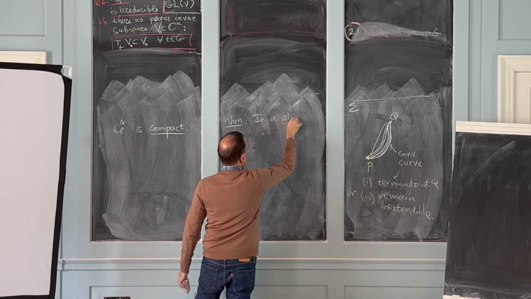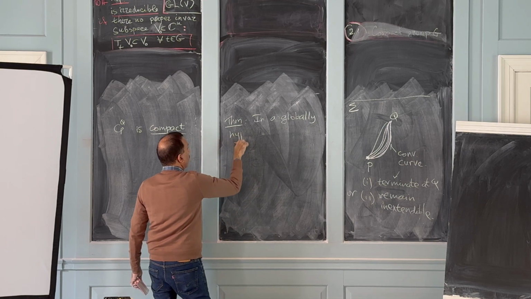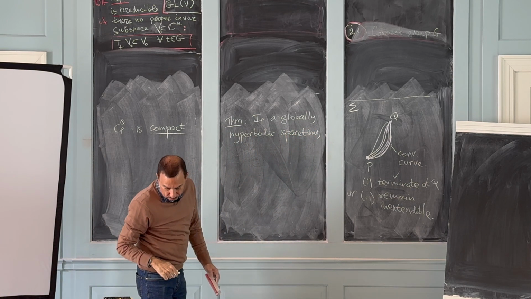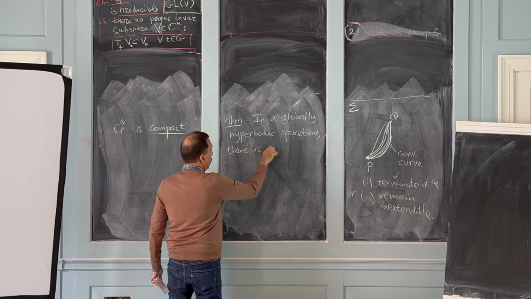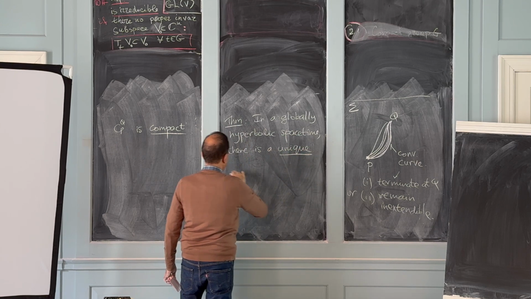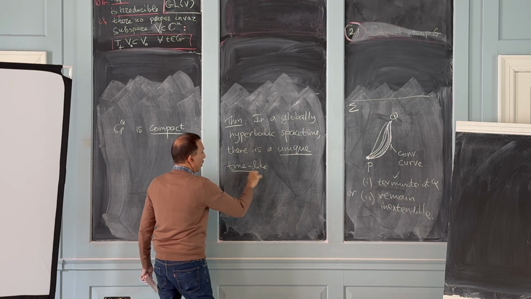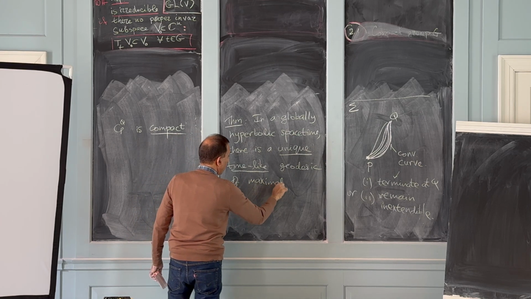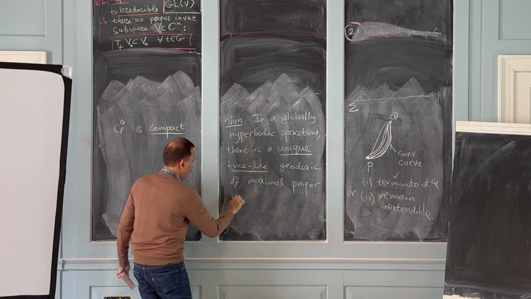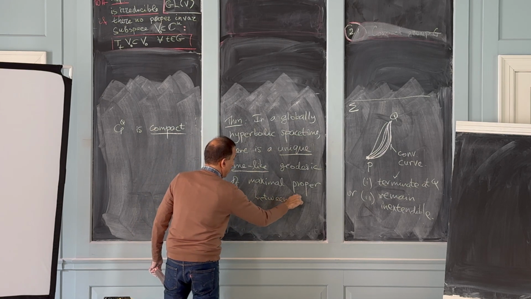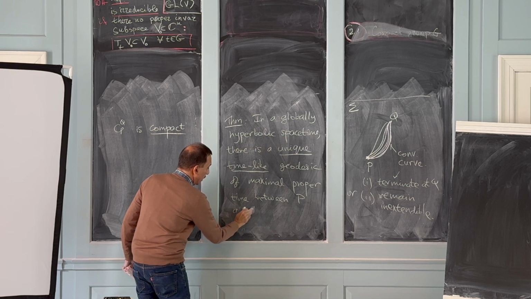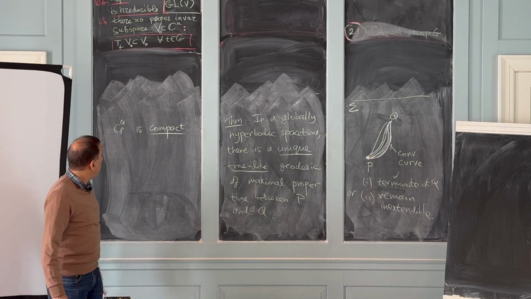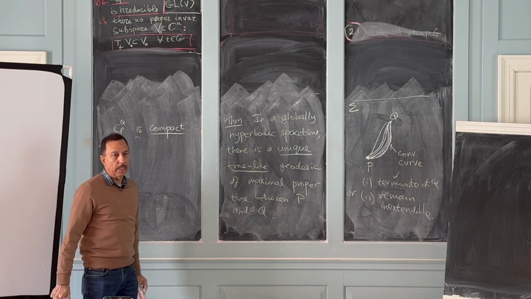In a globally hyperbolic space-time, there is a unique time-like geodesic of maximal proper time between P and Q. I'm going to always assume that Q is in the causal future of P. So there's a unique time-like geodesic of maximal proper time, and this is a direct consequence of this theorem, and I'll show you in a second why.